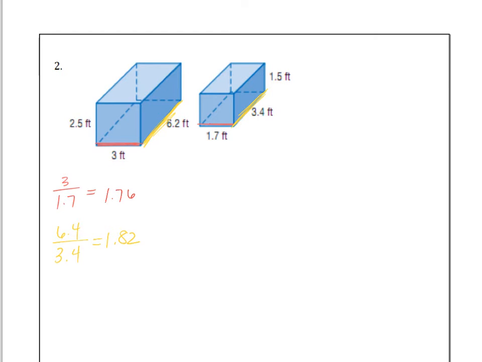If I wanted to, I could check the third heights here. Those would be corresponding. 2.5 divided by 1.5. That's 1.6 repeating. As you can see, none of these are similar, but all it really takes is one to be different. So my answer for these would be neither.